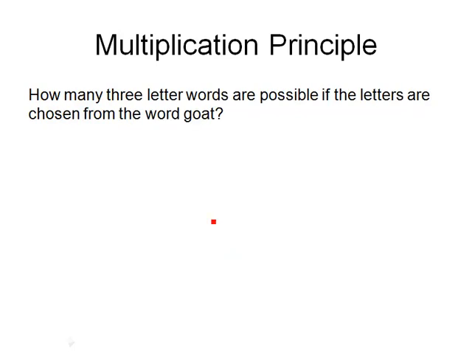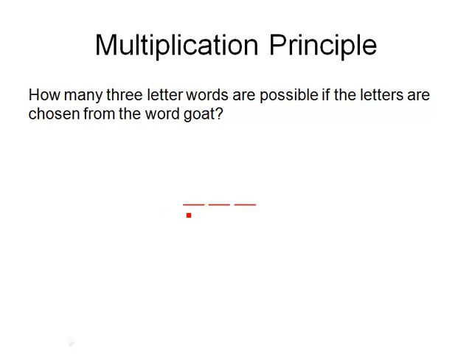Now let's change it a little bit. How many 3-letter words are possible if the letters are chosen from the word goat? Now I'm not saying rearrange, I'm just saying 3-letter words, and when I say words, they don't have to actually spell out anything, but 3 letters in a row. And in this case, I'm just saying pick them from the word goat, you can repeat.